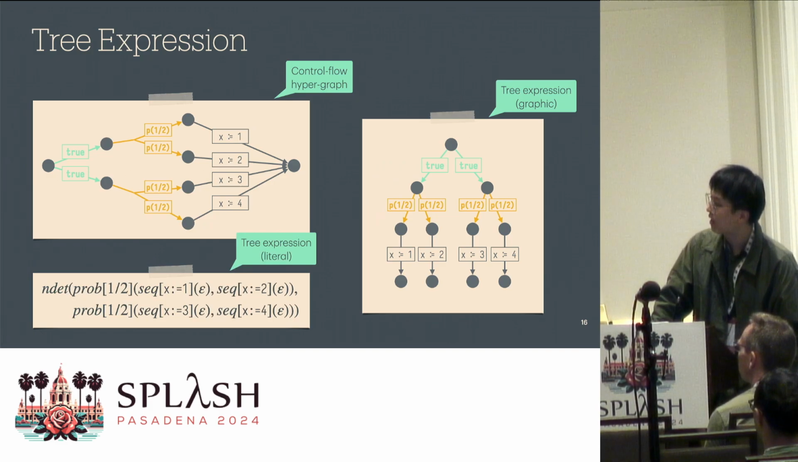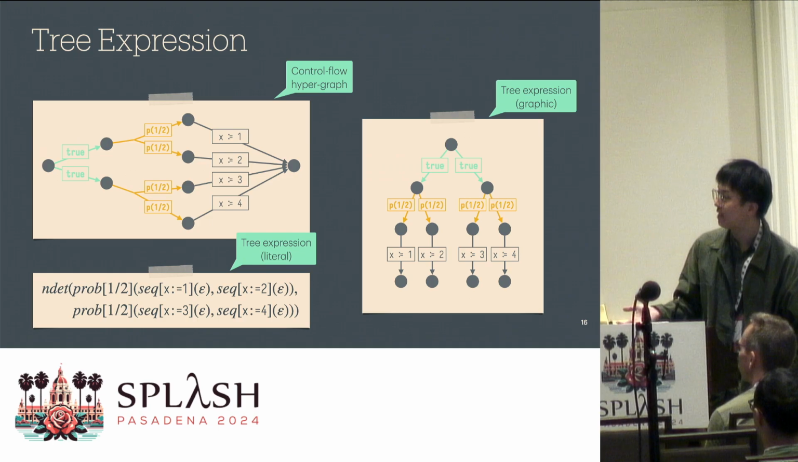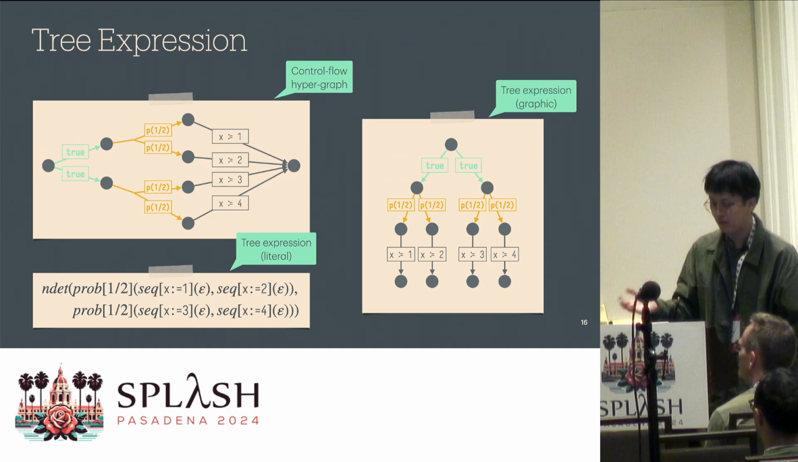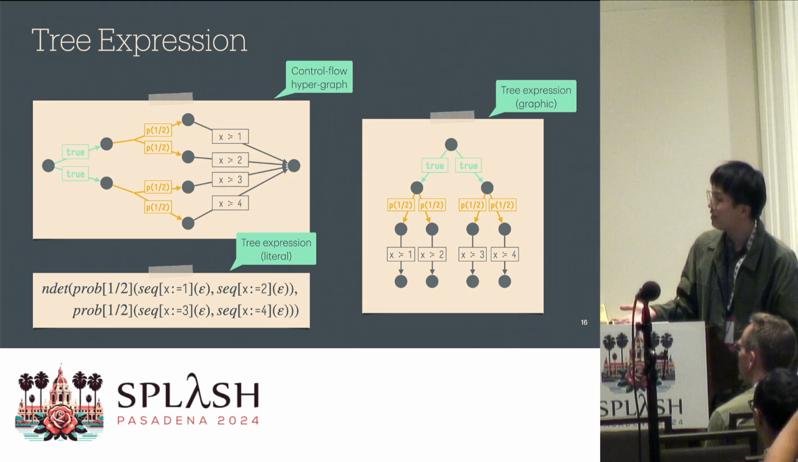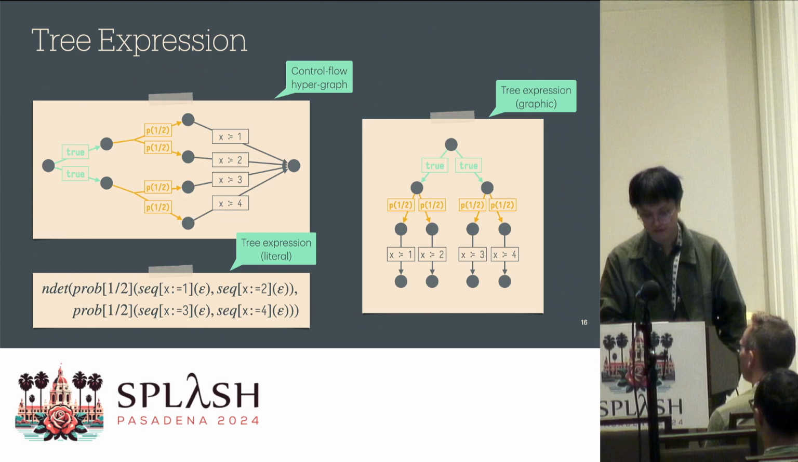We can read the expression from the outside in. The first is a non-deterministic choice, followed by two branches. Both branches have a probabilistic choice, which assigns to a program variable x different values.